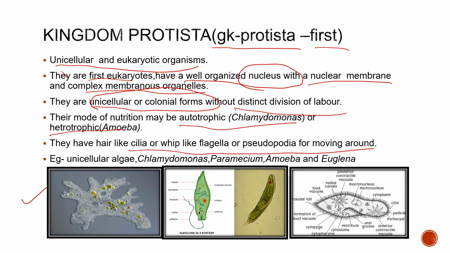The first one is amoeba. Second one, you can see, is euglena. Here in the diagram, you can see the flagellum. And the last one is the paramecium, which has cilia throughout the body. You can see the small things, these are all cilia. These cilia help them to move around. Euglena has a flagellum, and amoeba have amoeboid movement. Is it clear? Now let us move on to the next part.